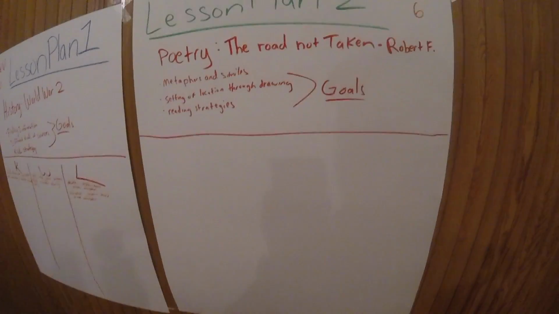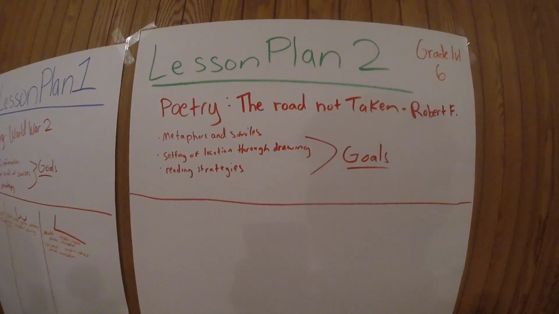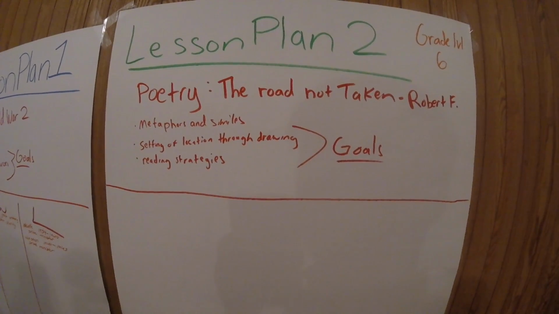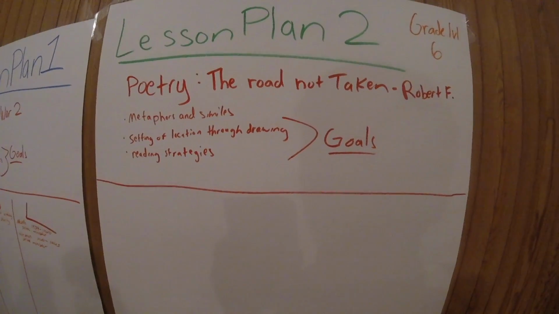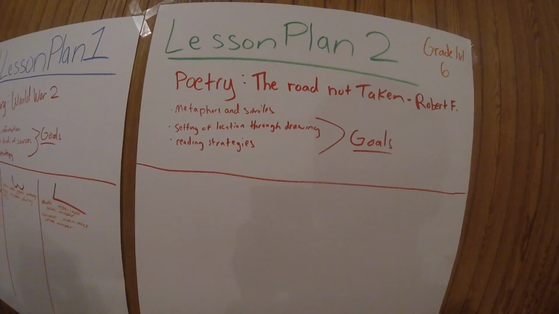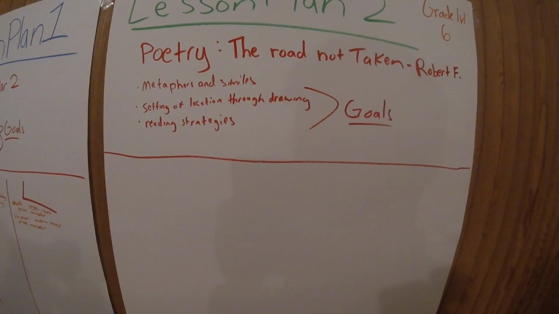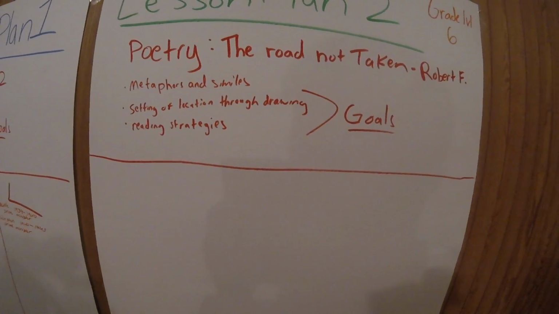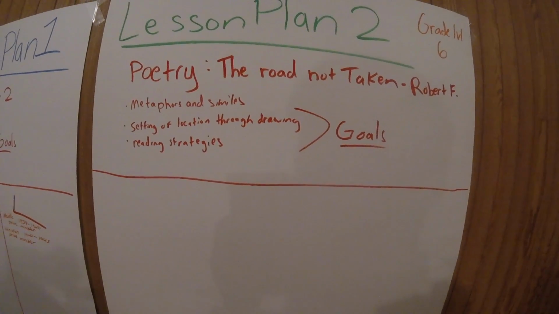Okay, the second lesson plan that I will be teaching Felix is dealing with poetry, and the poem that we're going to be analyzing is The Road Not Taken by Robert Frost. This is grade level 6, but it can actually go up higher to like grade level 8 when it comes to analyzing this poem. It's a pretty high level read. Some goals that we want to accomplish from here is understanding the difference between metaphors, similes, and words that are actually happening.